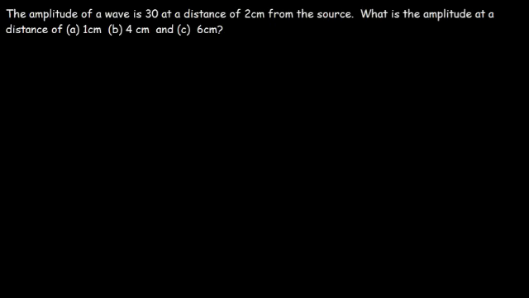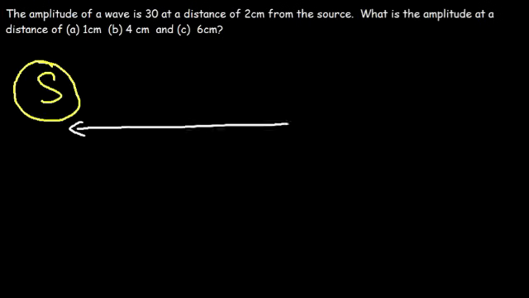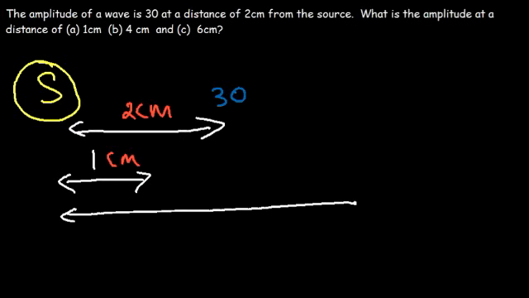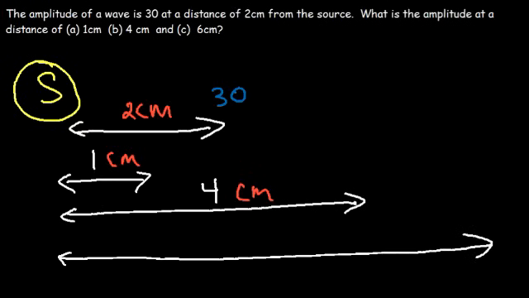So this time we're dealing with amplitude and distance. So let's say this is the source, and at a distance of 2 centimeters, let's say this is 2 centimeters, the amplitude is 30. What is the amplitude at a distance of 1 centimeter? 4 centimeters. And 6 centimeters.